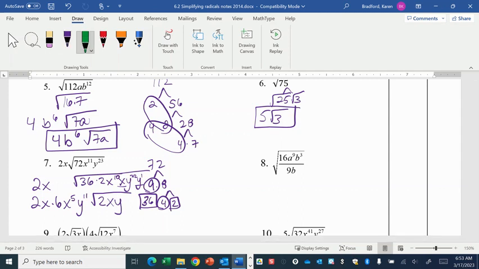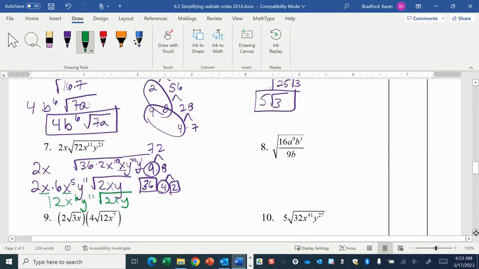Now on the outside, we're going to combine what we can. When we're multiplying, we got 2 times 6 is 12. When we multiply variables with the same base, we add the exponents, and then we have y to the 11th, the square root of 2xy.